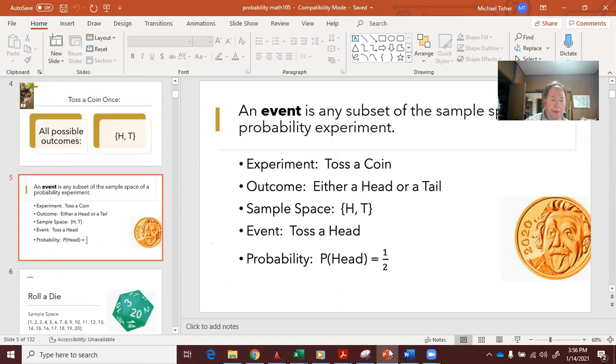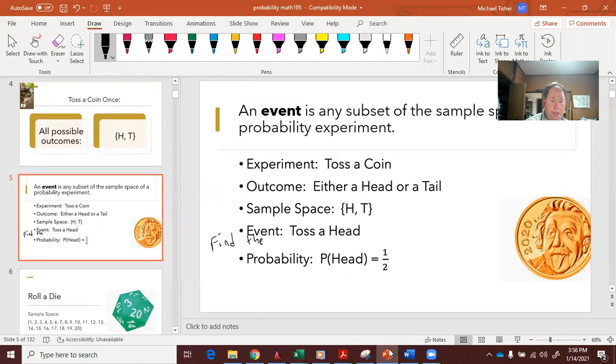So let's suppose you want to find the probability of tossing a head. In this case, my event is tossing a head. To find the probability, in the last examples we put the letter inside the parentheses, but there's nothing wrong with putting the event directly inside the parentheses. So P of head means probability of tossing a head. Notice that in the sample space, we have two possibilities, and only one of those is head. So we get a probability of 1/2. H is one possibility out of a total of two possibilities.